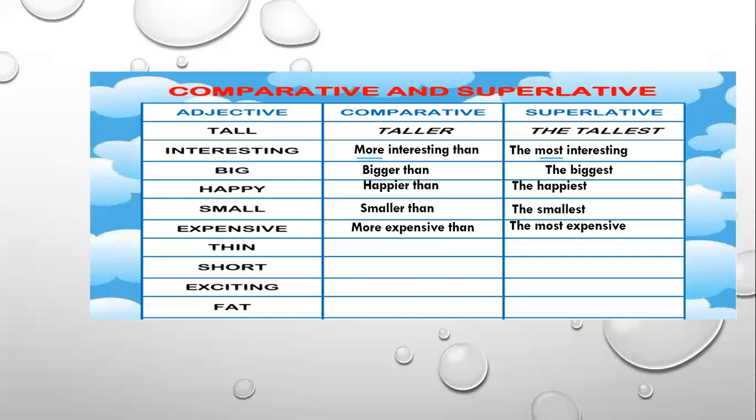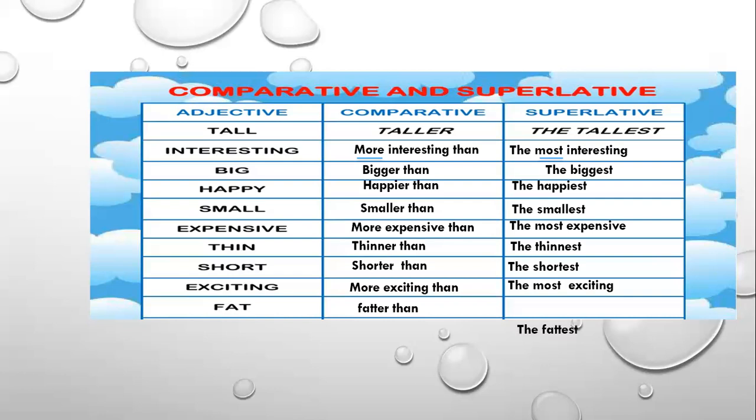What about thin? It is an adjective that is preceded by, excellent, a vowel, so thinner than, double N, and the thinnest. Short, shorter than, the shortest. What about exciting? It is more than one syllable, so it is a long adjective, more exciting than, and the most exciting. Fat, fatter than, and the fattest. Notice here we have, excellent, the last letter was preceded by A. It is a vowel, so you are going to double the last letter, which is T. We have double T.